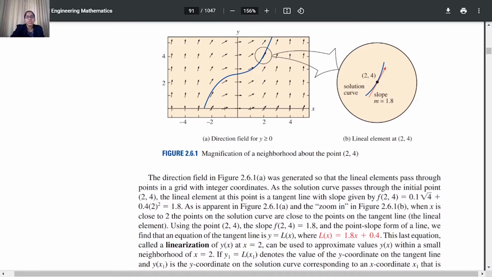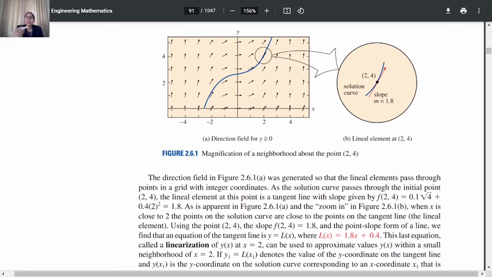This is a solution curve. If we are able to find the equation of the tangent line which has a slope m equal to 1.8, that will give us the equation for that line segment. So what is the point slope form? It is y minus y naught is equal to m into x minus x naught. Here m is known, m is 1.8, y naught is 4 and x naught is 2.